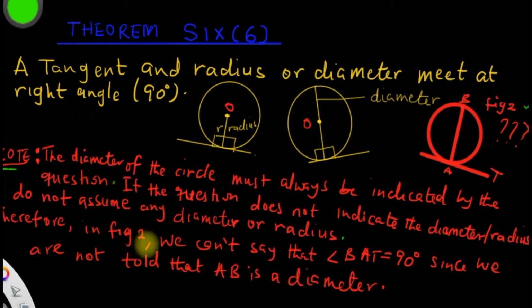Therefore, in figure 2, we cannot say that angle BAT is equal to 90. You cannot say that this angle is equal to 90, neither can we say that this angle is 90 degrees. Why? Since we are not told that AB is a diameter. So we have to be very careful and note this very well. It's very important. This theorem is very short.